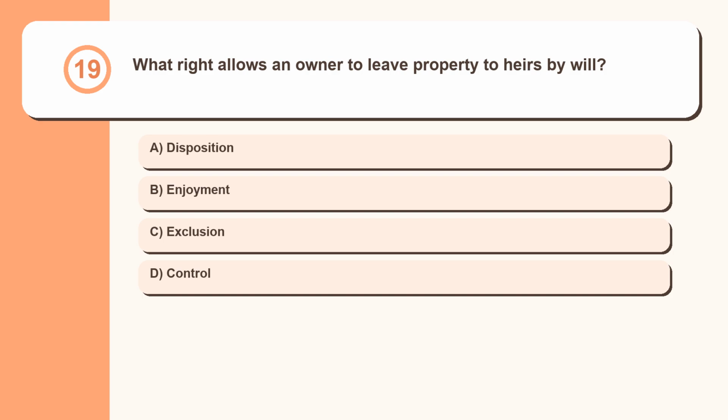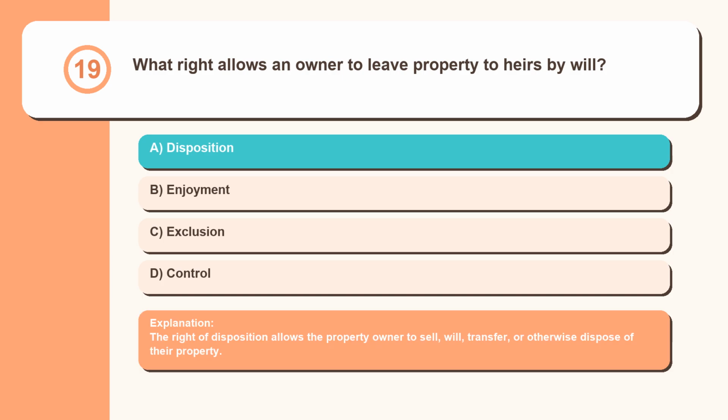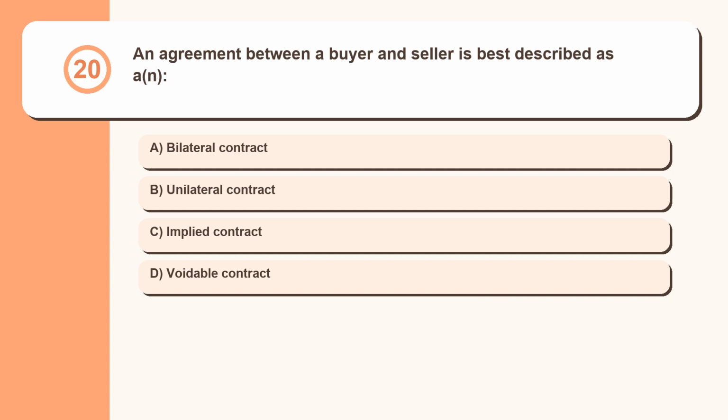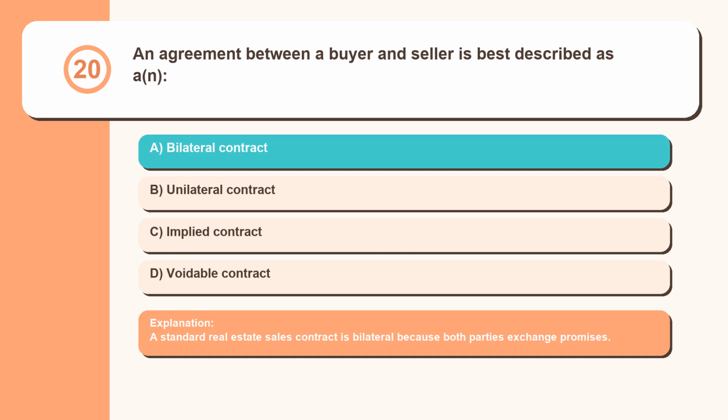Question 19. What right allows an owner to leave property to heirs by will? Disposition, enjoyment, exclusion, control. The right of disposition allows the property owner to sell, will, transfer, or otherwise dispose of their property. Question 20. An agreement between a buyer and seller is best described as a bilateral contract, unilateral contract, implied contract, voidable contract. A standard real estate sales contract is bilateral because both parties exchange promises.